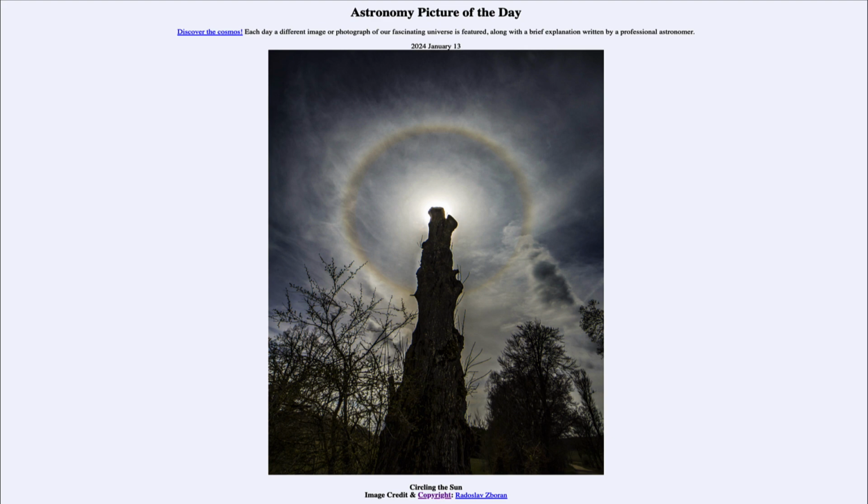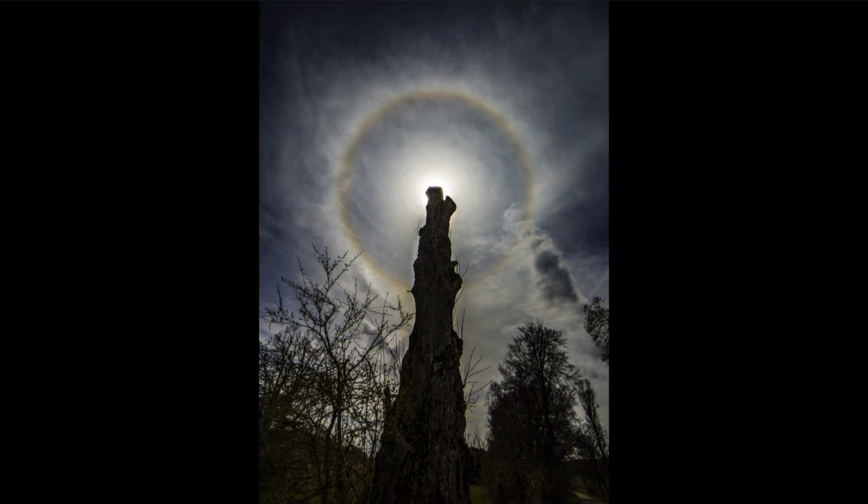Today's picture for January 13th of 2024 is titled Circling the Sun. So what do we see here? Well, here we see a circle around the sun. Now, the circle itself is actually caused by our atmosphere and is a 22-degree halo. So that extends 22 degrees in diameter, so 11 degrees away from the sun in every direction.